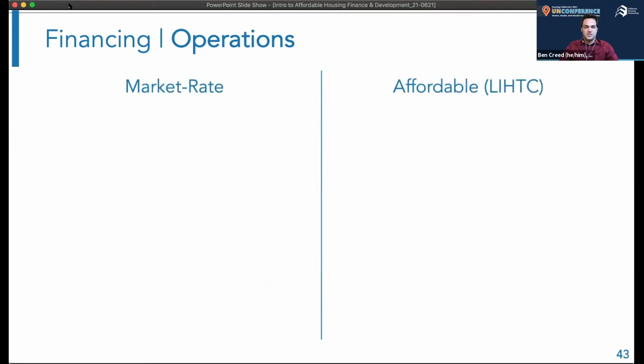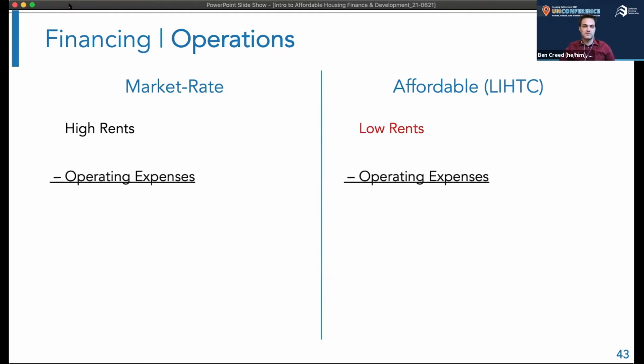The operations at a more detailed level, we're going to compare a market rate apartment building to an affordable apartment building. And so the big difference here is that at least the goal for a market rate apartment building is to have rents as high as possible, right? The highest bidder for that apartment is going to get to rent that unit. In the affordable context, the rents are regulated. It's for income levels at a certain amount, and then rents that are 30% or affordable levels of those incomes.